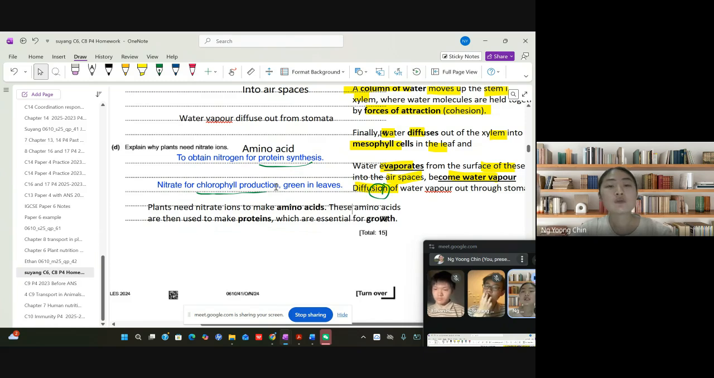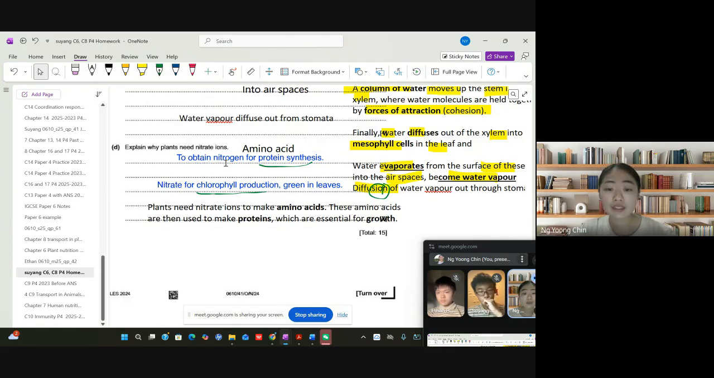And then for this one, why do plants need nitrates? Plants can only absorb nitrogen in the form of nitrate ions from their roots. That's why they need it, because they want to build the elements for amino acids. Amino acids require nitrogen. So you should say that to obtain nitrogen, to obtain the amino acids to produce proteins, to synthesize new proteins.